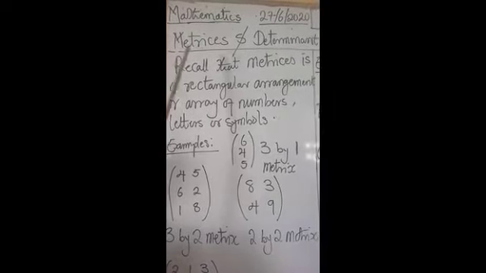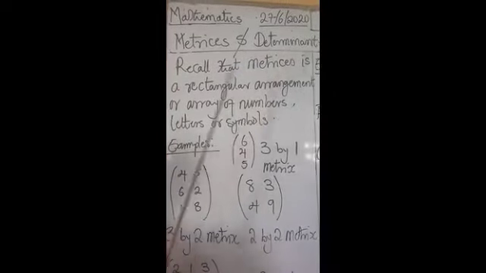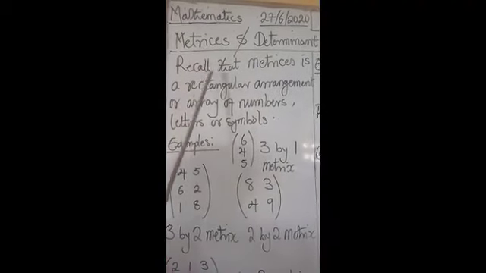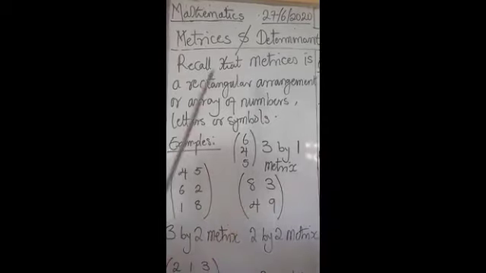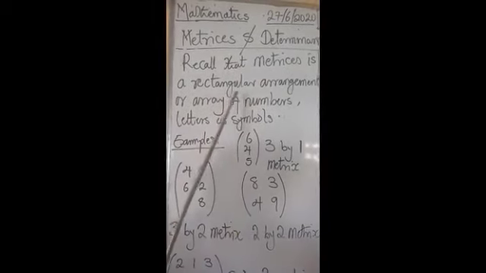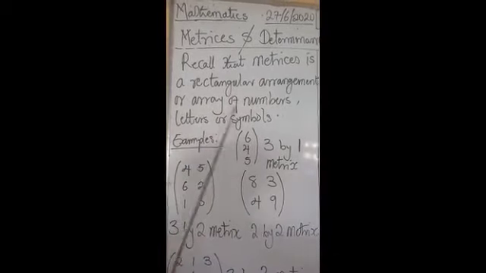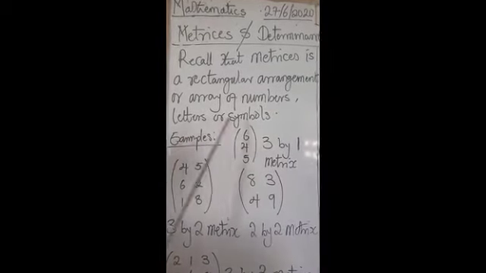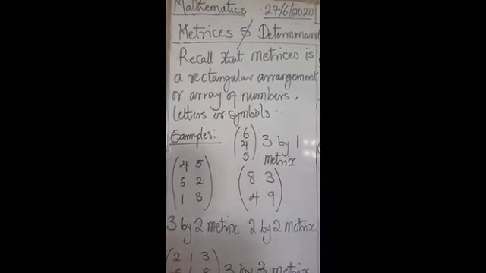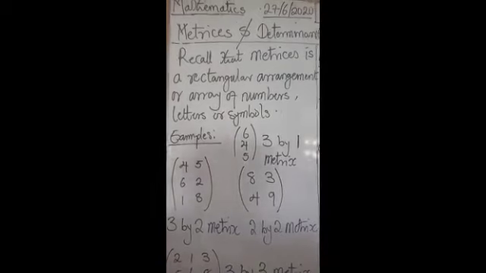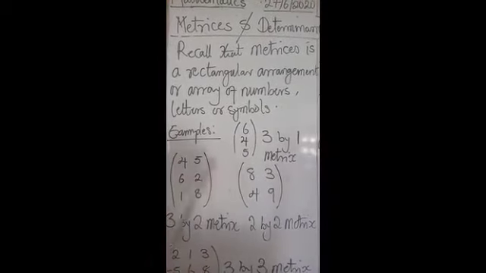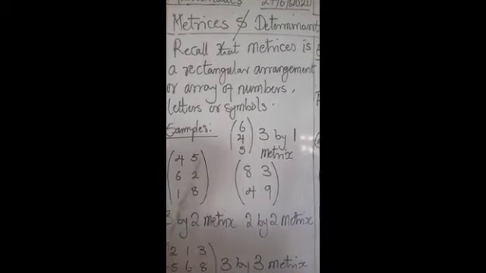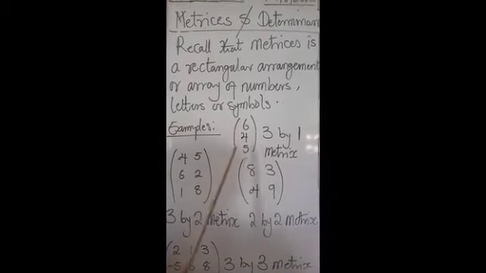So now we have matrix and determinants. We will see how to solve this matrix first before we go into determinant. Recall that a matrix is a rectangular arrangement and array of numbers, letters and symbols. So you can use numbers, letters, and symbols to arrange. Now we see different ways in which you can arrange numbers or letters or symbols, but we are using numbers.